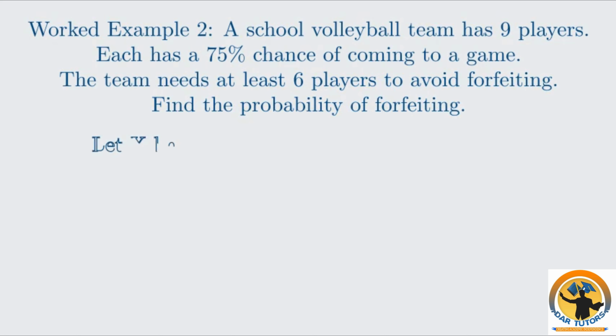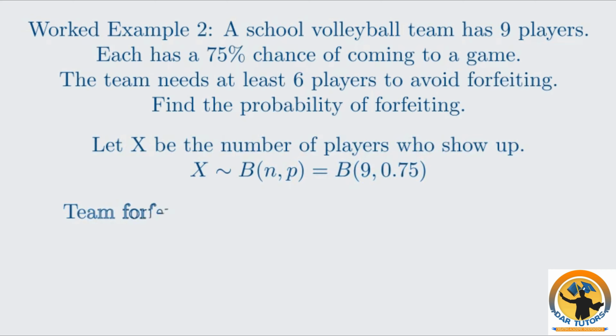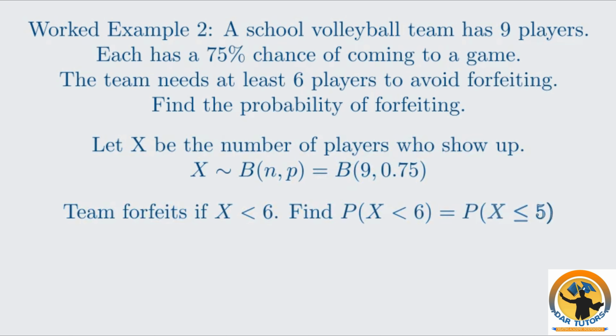First, let's define our random variable X as the number of players who show up. The parameters are n=9 and p=0.75. So X follows B(9, 0.75). The team forfeits if fewer than 6 players show up. That means the team forfeits if X is 0, 1, 2, 3, 4, or 5. This is P(X ≤ 5).